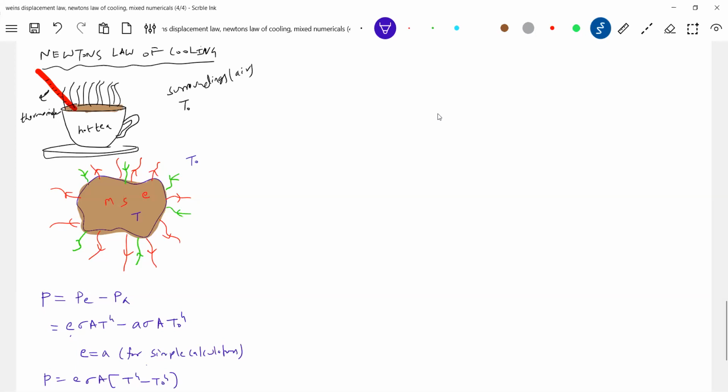What is usually the temperature of hot tea? 60 degrees, 70 degrees. The temperature of surroundings is 30. What is the temperature difference? Usually it will be very small, no? The temperature of the body compared to surroundings will not be very high. The temperature difference between the body and surroundings will be very small. So there is one assumption: T minus T naught, the temperature difference. Let me put it here.